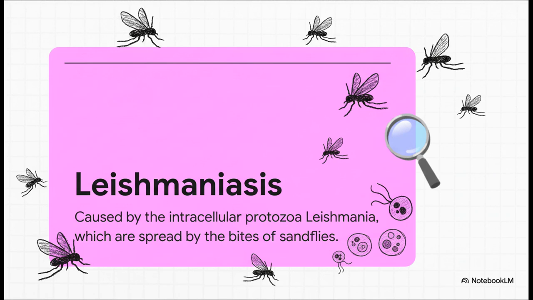Okay, so let's start right at the beginning. What exactly is leishmaniasis? Well, at its heart, it's an infectious disease caused by a tiny parasite, a protozoa from the Leishmania family. Now, these little guys are what we call obligate intracellular parasites. That's a key term. It just means they absolutely have to get inside our cells to live and reproduce. And how do they get to us? It all comes down to the bite of an infected sandfly.